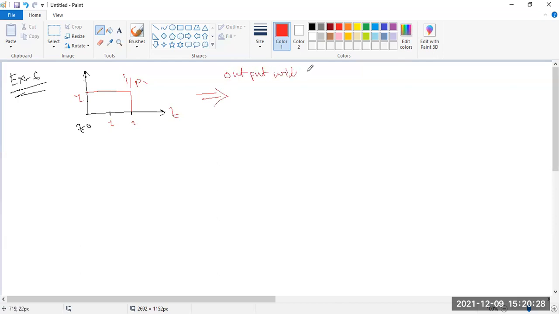The output will be just like this: 1, 2, 1, 2, that is 0, that is 1. So that is 2, so it will be the output.